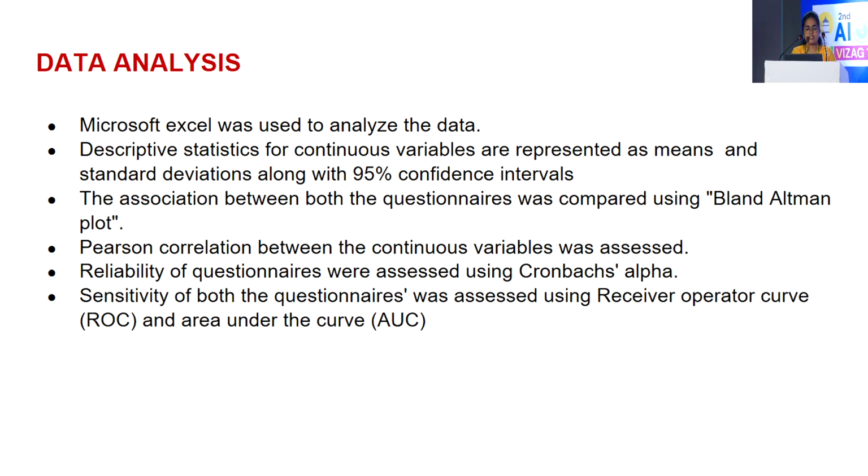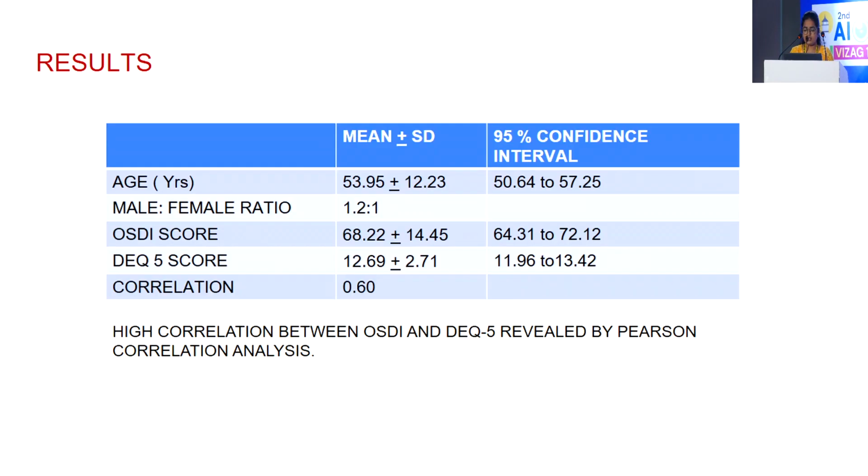The data was analyzed using Microsoft Excel. Descriptive statistics for continuous variables are represented as means and standard deviation along with a 95% confidence interval. The association between both the questionnaires was compared using Bland-Altman plot, and the Pearson correlation was done for continuous variables. Reliability was assessed using Cronbach's alpha, and sensitivity of both the questionnaires was assessed using receiver operating curve and area under curve.